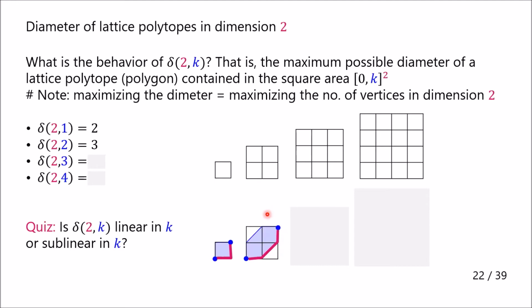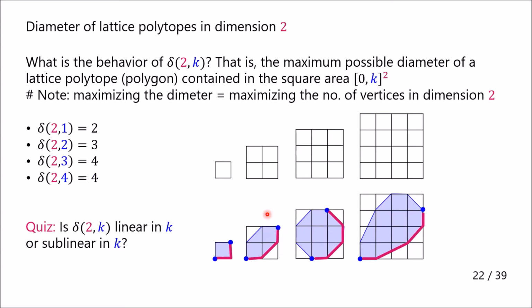And thinking in the same way, we may see that small delta 2, 3 and small delta 2, 4 are both 4, like this. Okay, and here's the question. Is delta 2k linear in k or sublinear in k? Please guess if you're interested.